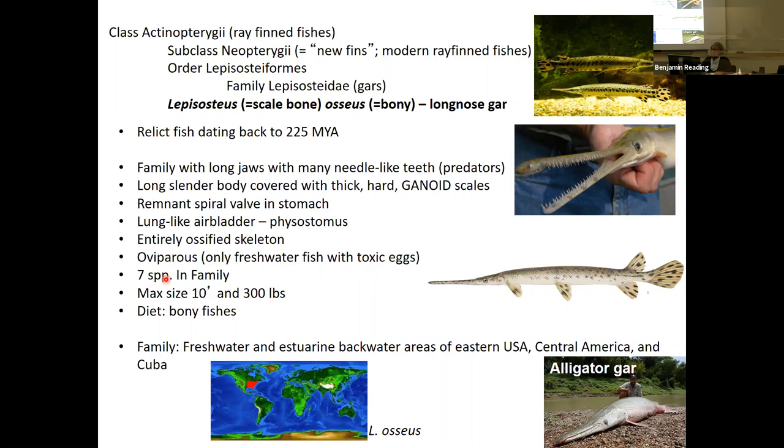Seven species, all North America, freshwater, really Mississippi River drainage. And so we have the gars here in North America. Max size 10 foot, 300 pounds with the alligator gar. These things can get pretty large, like this one right here. And they're actually one of the larger freshwater fishes, along with the sturgeons and the paddlefish. Diet mostly is bony fishes. Again, they've got these needle-like teeth that they use to catch these things. So these are the gars, heavily armored, family Lepisosteidae.